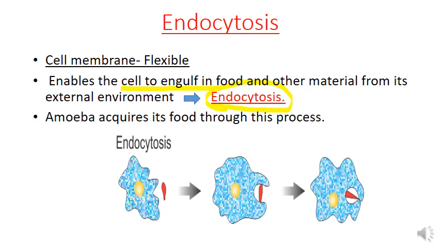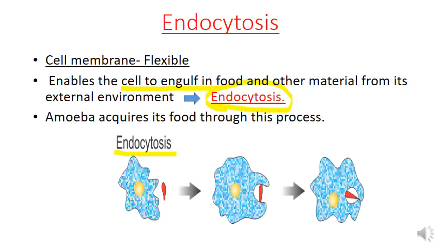Once again, what is endocytosis? The cell membrane is highly flexible, that is, it can change its shape. The cell membrane can change its shape and it can engulf, that is, it can catch the food and other materials from outside. This process is known as endocytosis.